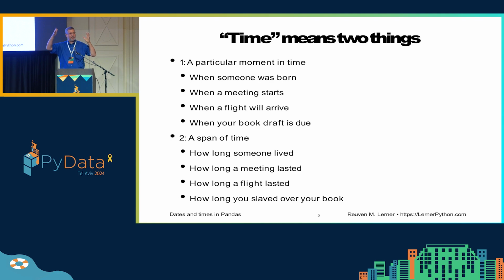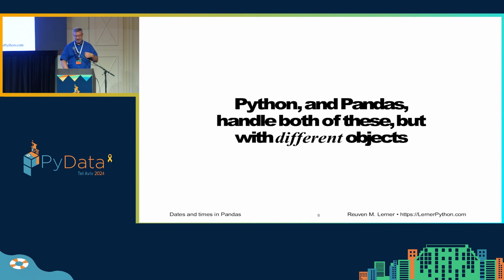How far is it between 2 points in time? So how long someone was alive, how long a meeting lasted, although the answer is too long, how long a flight lasted, right? How long you slaved over your book. No connection to reality. And basically, Python and Pandas handle these two different ideas with two different objects.